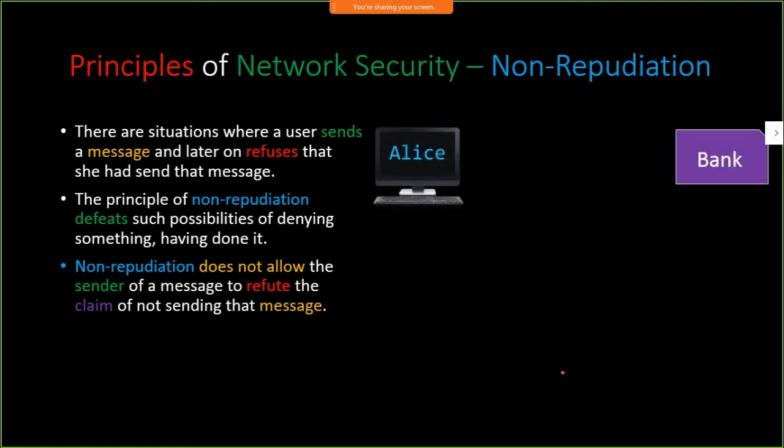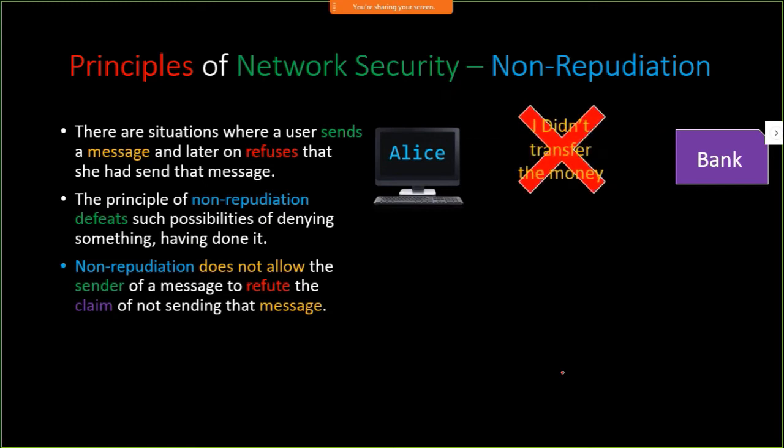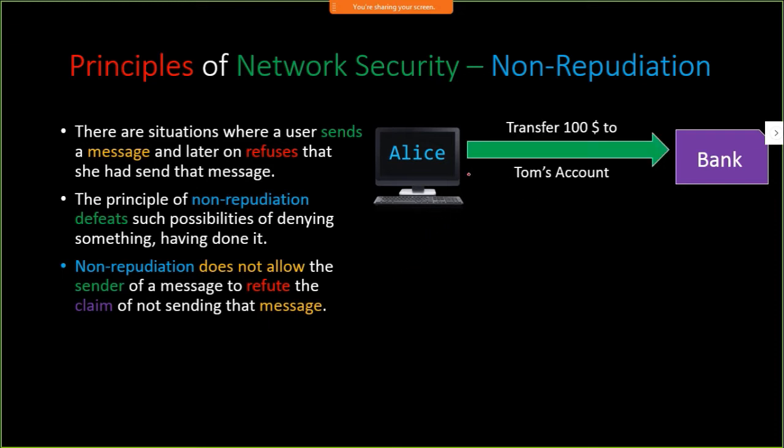Alice transfers the amount, that is $100, to Tom's account via the bank, but then says, "I didn't transfer the money." Who said this? Alice says that she didn't transfer the money, but actually the transaction was successful. The non-repudiation effect applies after the transaction has been completed.